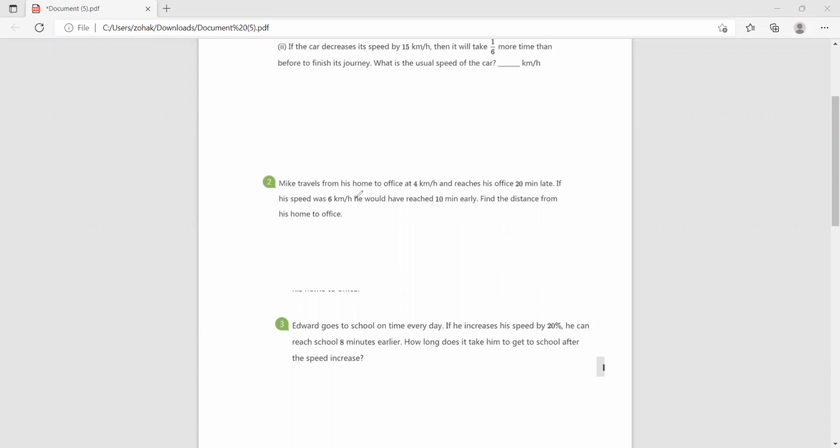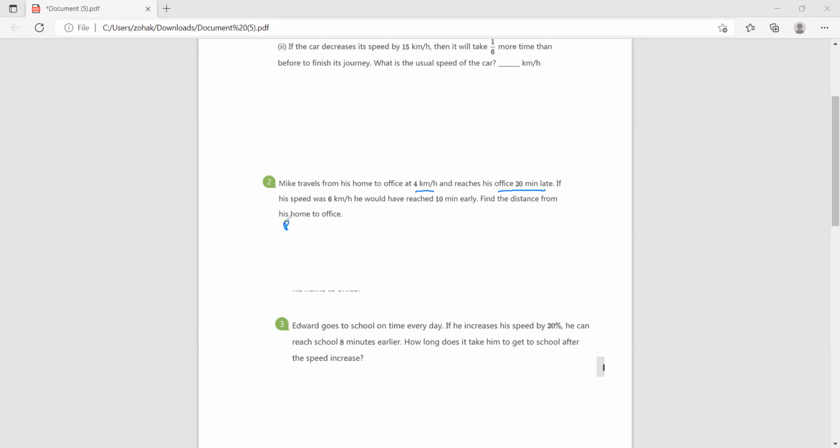Mike travels from his home to office at 4 kilometers per hour. He reaches his office 20 minutes late. If his speed was 6 kilometers per hour, he could have reached 10 minutes early. Find the distance from his home to his office. So we know that as the speed increases, the time taken decreases. Okay, that's what we learned in the lesson, and therefore it implies that there's indirect proportion, and it's pretty much the same with this problem as well.